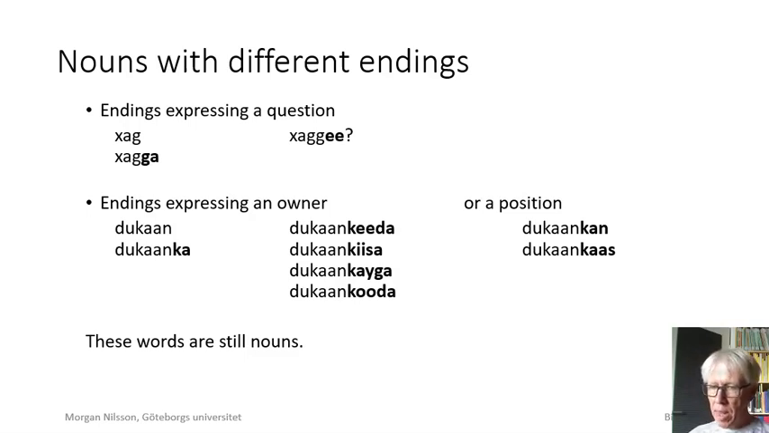Which place. There are also lots of endings in Somali that express owner or position. So we can take dukaan, dukaankeeda, her shop, etc. and add these endings. But it's still just one word, and the word is still a noun without regard to these endings that are added. So, as I said, there are really many endings that can be added to nouns, and we'll get back to that in week 7, I think, in unit 7.